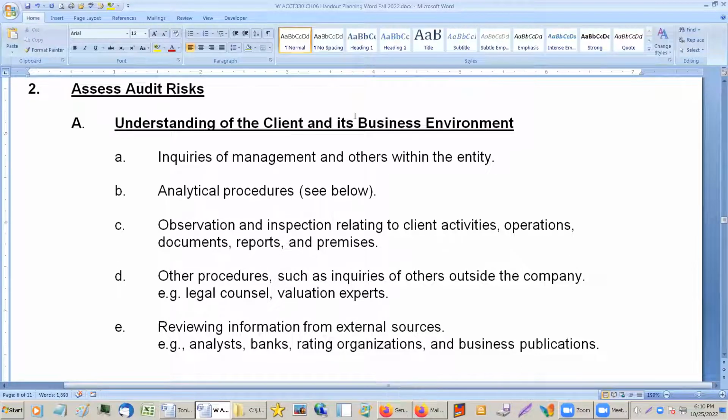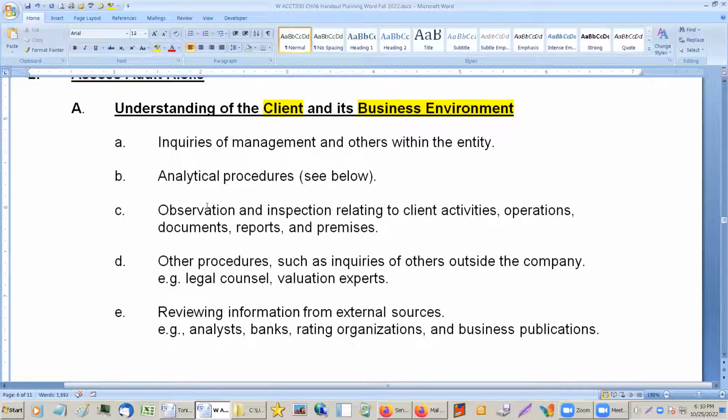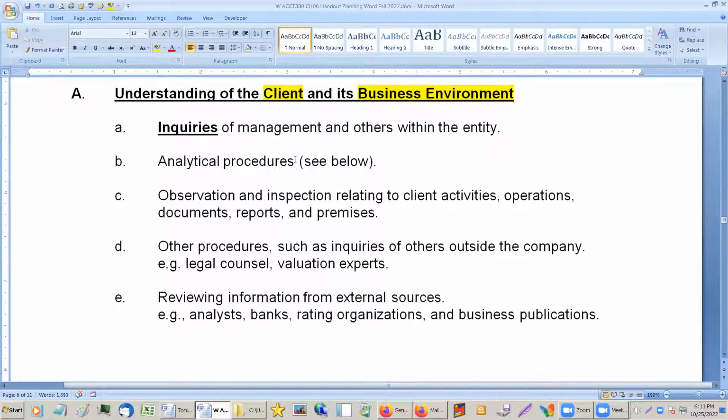Understanding the client and its business environment. Okay, so we have to figure out how the client works, but also the business environment. And this is one of those things that sounds weak, but you'd be surprised at how much information you get, and that is inquiries. Just asking people. Good auditors ask lots of questions. And you sit there and let them explain it. Don't lead them on or anything like that. So, inquiries of management: just ask questions and let them go.